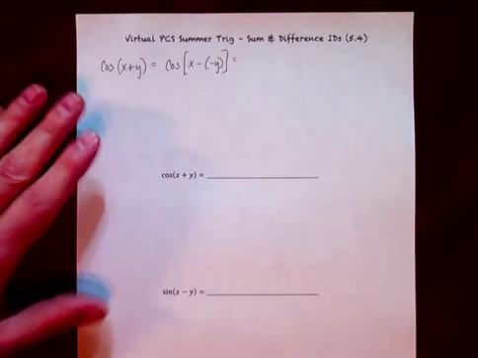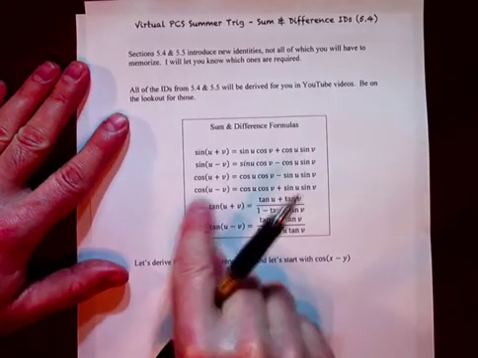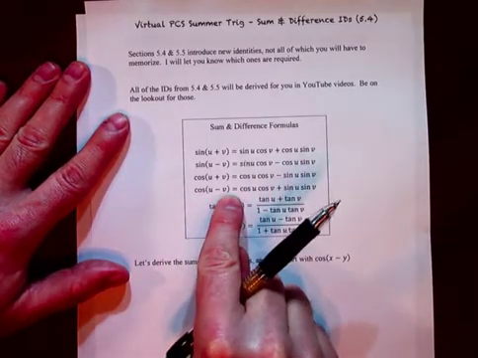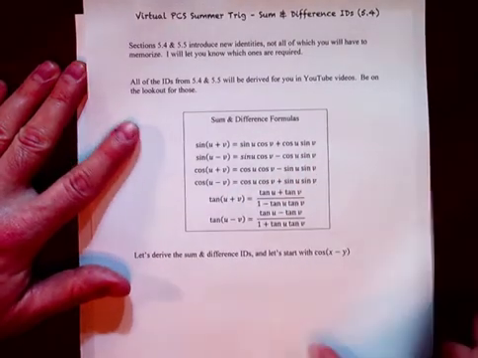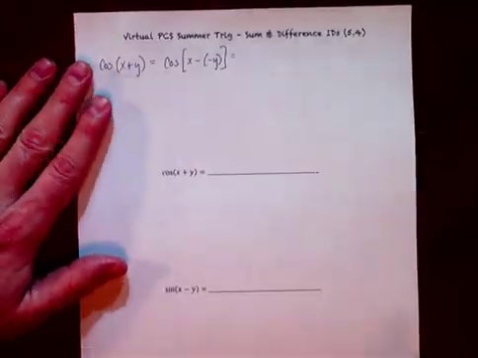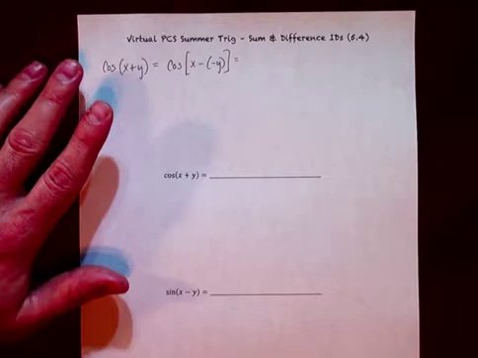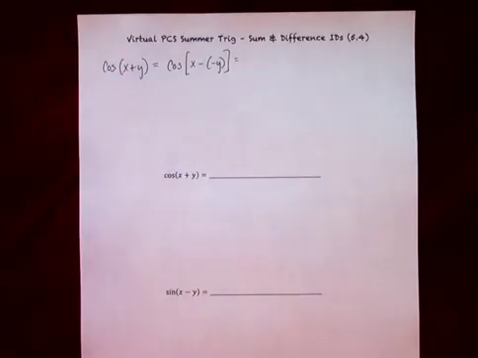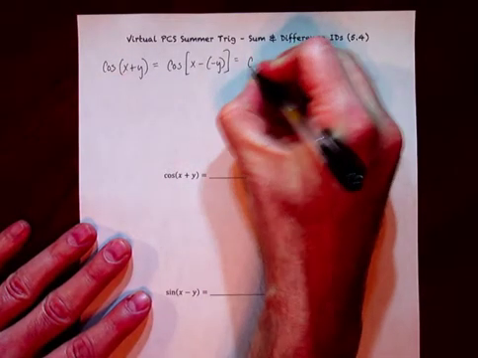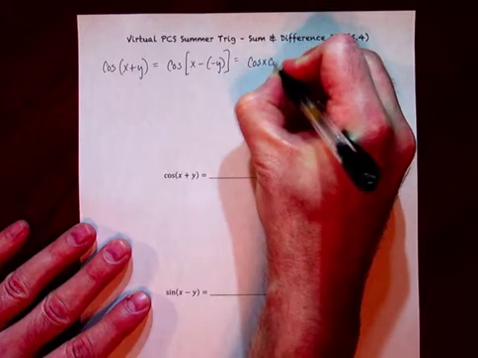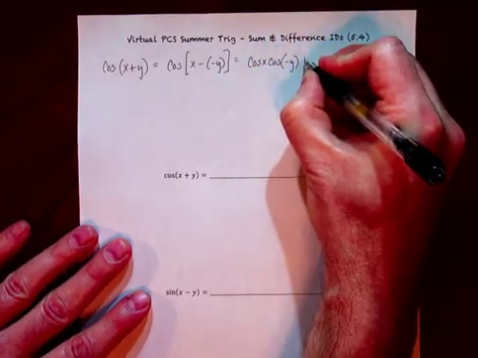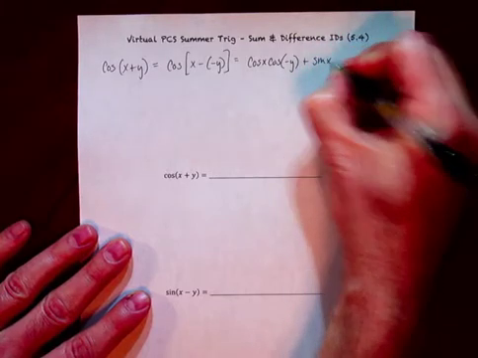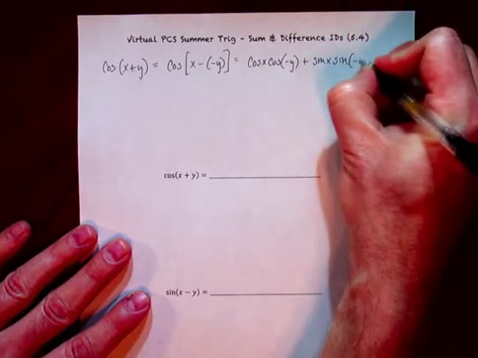Or, if you want to think of it in terms of variables, think of it as the cosine of u minus v, okay? Now that you can use this, I simply have to plug in, just like the last one, but instead of plugging in for y, I'm plugging in negative y. So this becomes cosine x cosine negative y plus sine x sine negative y.